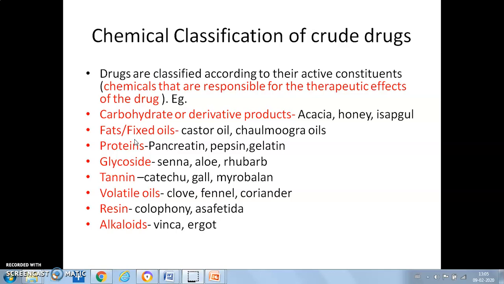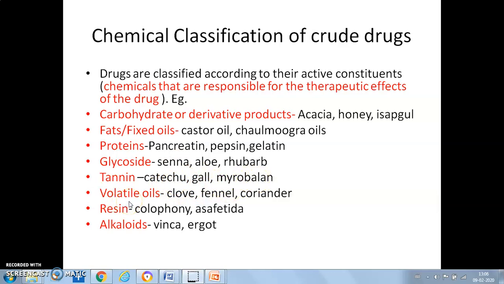Next come to the secondary metabolite containing drugs, which include several categories. One is glycosides. Glycosides are secondary metabolites that consist of a sugar part and a non-sugar part. Examples of this category are senna, aloe, rhubarb. Next category is tannin. Tannins are polyhydroxy or polyphenolic substances that have the ability to precipitate protein or convert animal skin into leather. Examples of this category are catechu, galls and myrobalan.